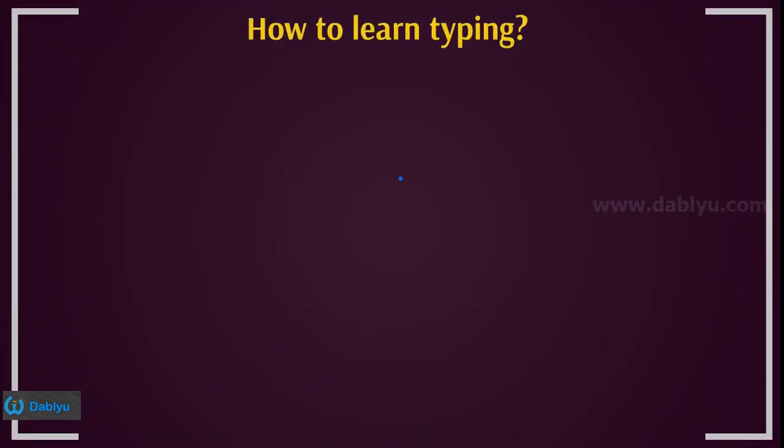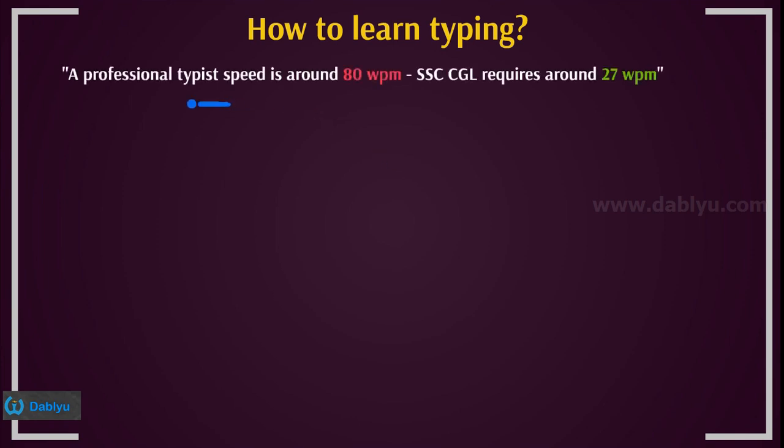So before going into that aspect, let me stress on one thing. A professional typist's speed is around 80 words per minute, whereas SSC CGL requires you to have a speed of around 27 words per minute. What I would like to say here is you need not master typing, you just need to learn typing. So do not try to waste your time on mastering typing. Once you learn the basics of typing, then you can just practice to get the speed. That's all that is enough to qualify this exam.